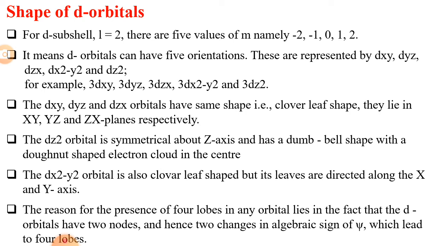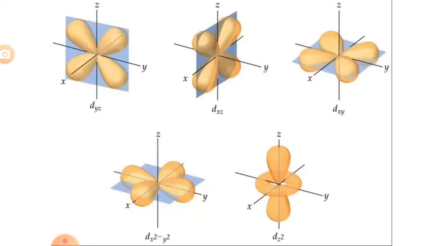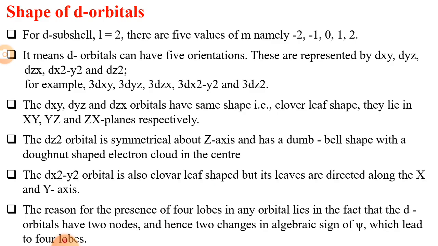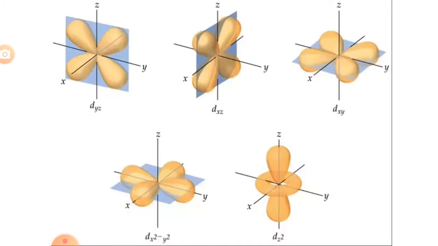It means d orbitals can have 5 orientations. There are 5 d orbitals and they have 5 orientations. These are represented by dxy, dyz, dxz, dx square minus y square and dz square. In this picture we can see dyz, dxz, dxy. The lobes of these orbitals are placed in between the axes, and another set is dx square minus y square and dz square. These are the 5 d orbitals.